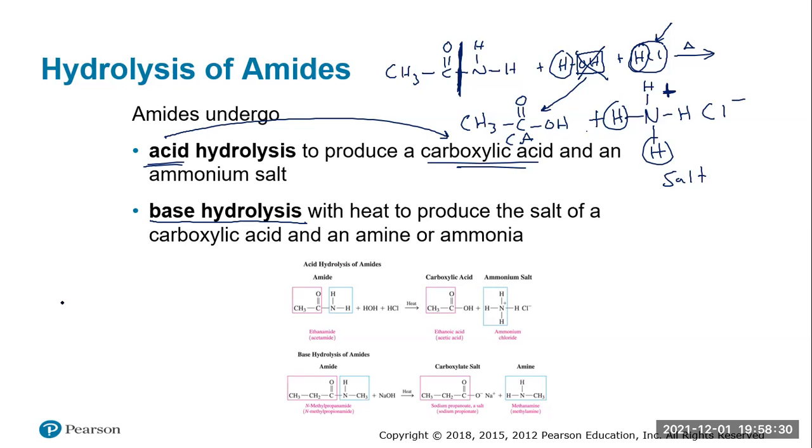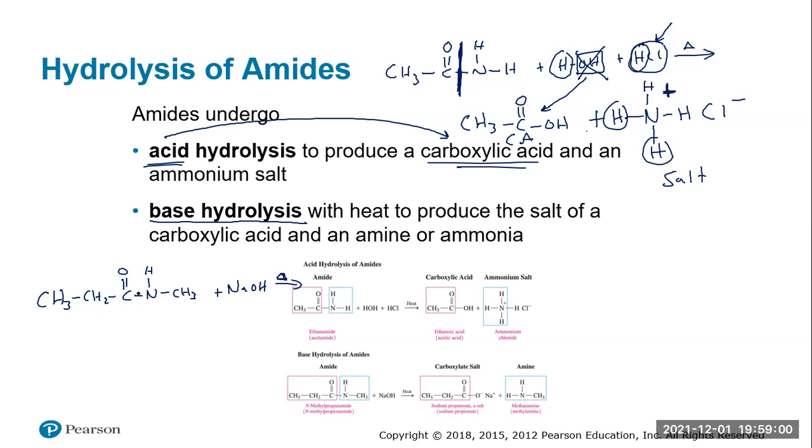we have CH3, CH2, C double bond O, nitrogen, and this group. In this case, we're adding just some sodium hydroxide and a little bit of heat. Now, in the base, we do not get back the actual carboxylic acid. We get basically a salt form of it, but we do get the amine.